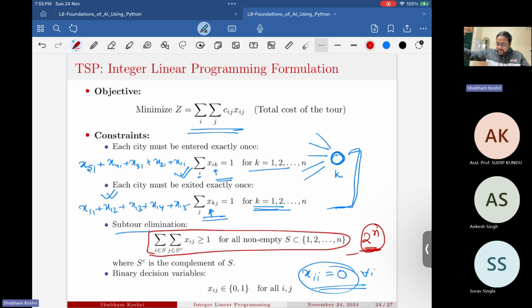We are diverting. So the idea is, this is one kind of constraint, this is another kind of constraint, this is a third kind of constraint, and the other is binary constraints. Okay, and we have to also ensure xii is equal to 0, which I have not written over here. I should have written. Okay, so this is the complete formulation of traveling salesman problem. And if you notice, each of the constraints and objective function are linear, and you have binary variables. Therefore this problem is an integer programming problem.